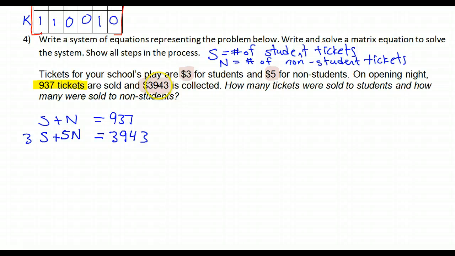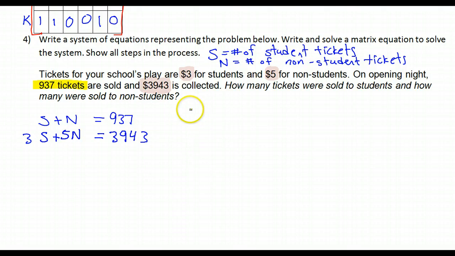Alright, I can't tell you how many kids will go 3s plus 5n equals 937. Well, that doesn't match. That's money and money equals tickets? No. Tickets plus tickets equals tickets. Money plus money equals money. Okay, so this is the system of equations that we need to solve.